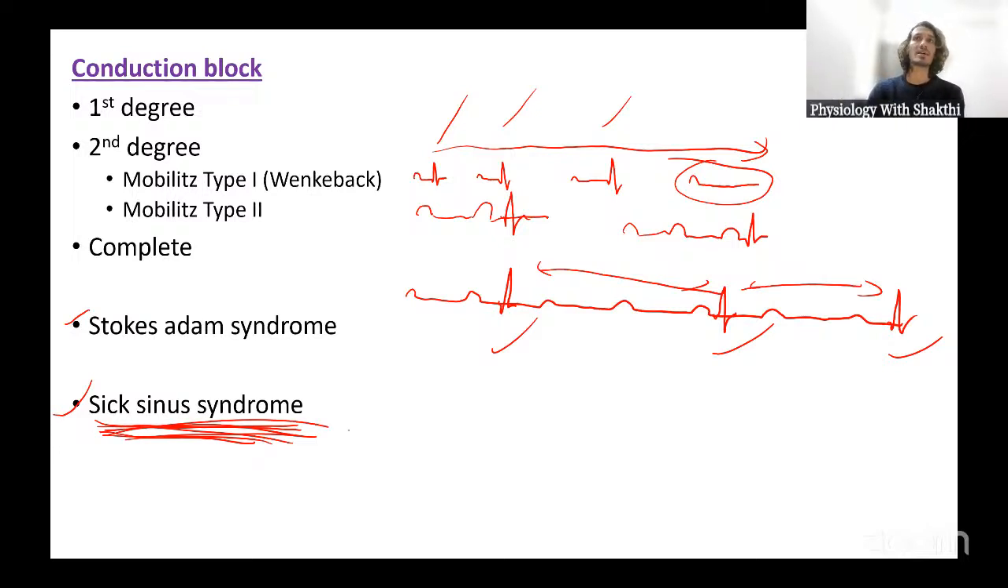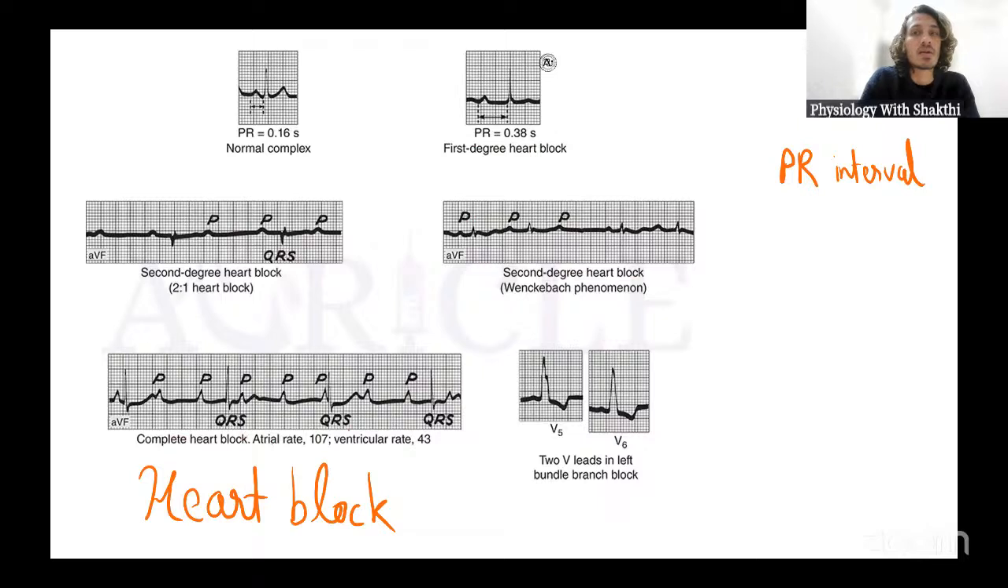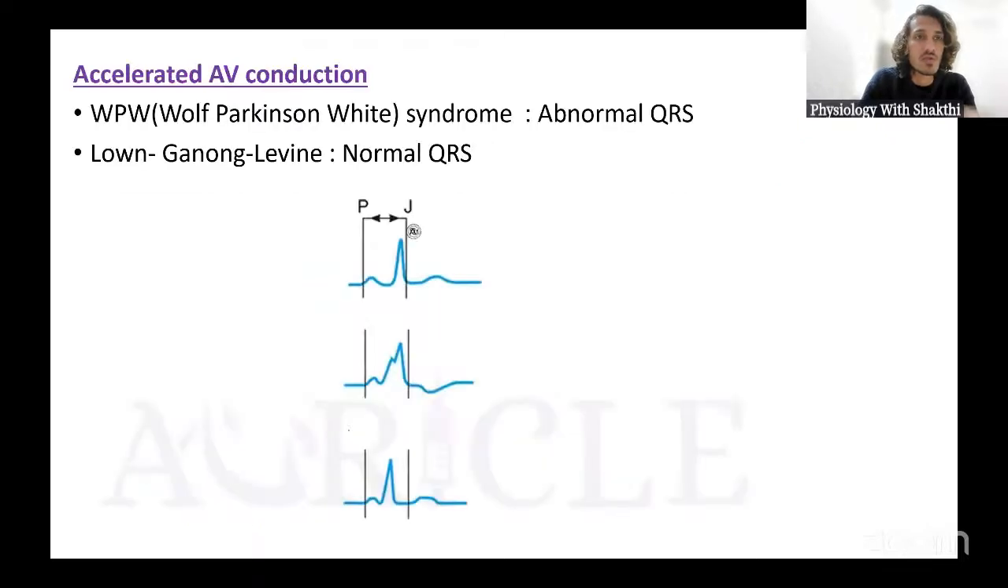There is some abnormality in your SA node, whereby it is not being able to discharge properly. Usually with age, radiation therapy and some other factors, you have destruction of your pacemaker cells, resulting in sick sinus syndrome. The other one is accelerated AV conduction.